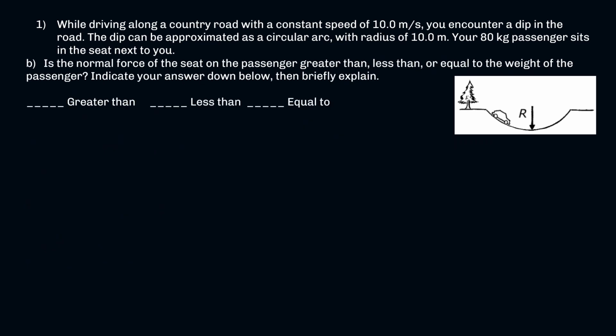All right, so looking at part B of this example, is the normal force of the seat on the passenger greater than, less than, or equal to the weight of the passenger? Indicate your answer down below, then briefly explain. So again, with any of these types of questions, I want to look at explaining everything first instead of just checking something off, because if I explain the physics that I know, I'm more likely to get it correct versus just checking something off and going based on that claim all the way through. Because if your claim is incorrect, you're just going to come up with physics that may not even exist to say that that is indeed correct. So all you got to do here is communicate what you know.